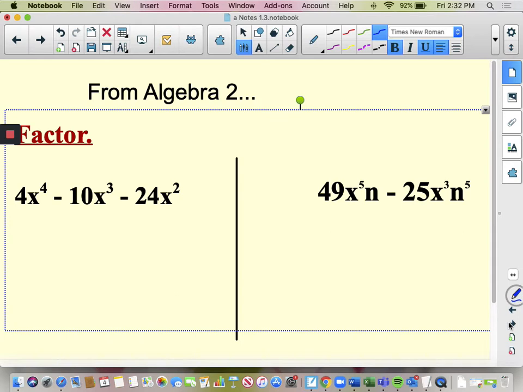Okay, so now we're going to go into factoring. So quick refresher from Algebra 2. When you factor something, step 1, factor out any monomials. So looking at this first example, between 4, 10, and 24, I could factor out a 2. And then looking at your x's, 4 of them, 3 of them, 2 of them, I can factor out x squared. I'm going to stop there for just a second. Why x squared? Because the most I can take out is 2, because that's the smallest.